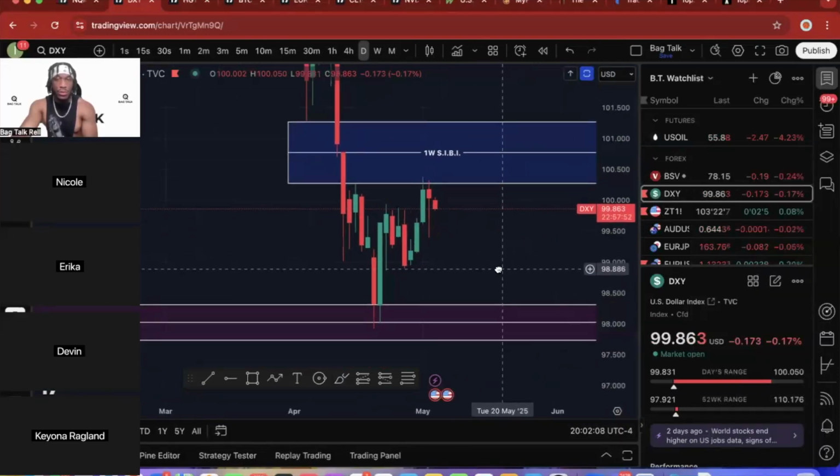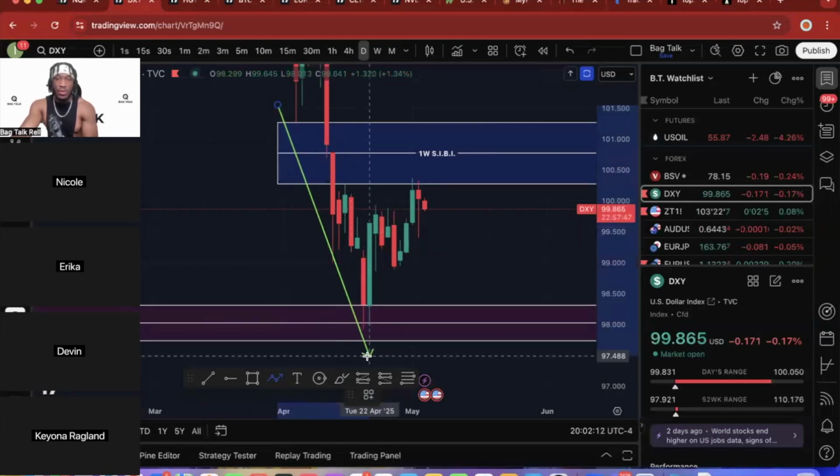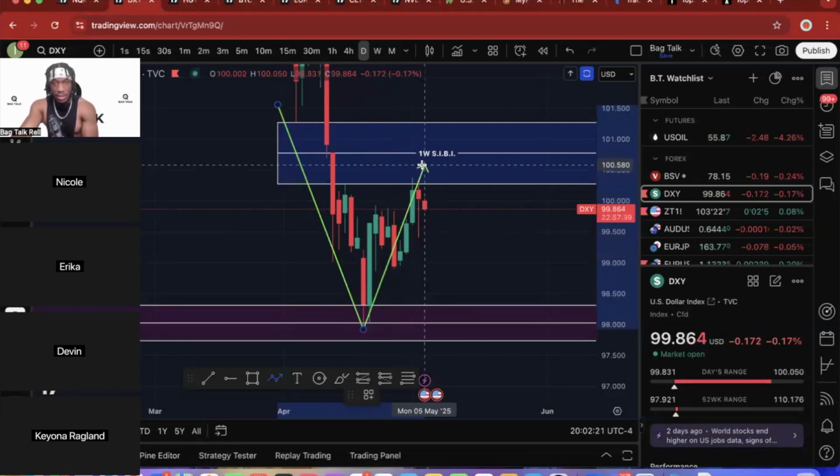So last week, what was the plan? We called out price tapping into this purple area. This was our downside target. Once it got here, next class, I said, okay, I think what we want to do is tap into this weekly SIBI. And what we do at this weekly SIBI will tell us everything.